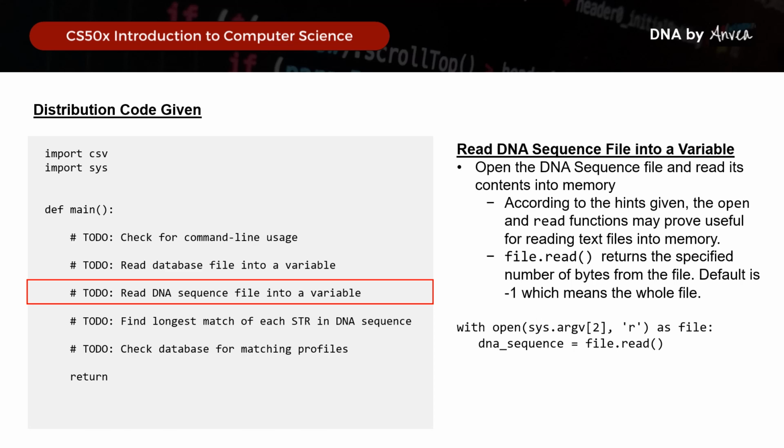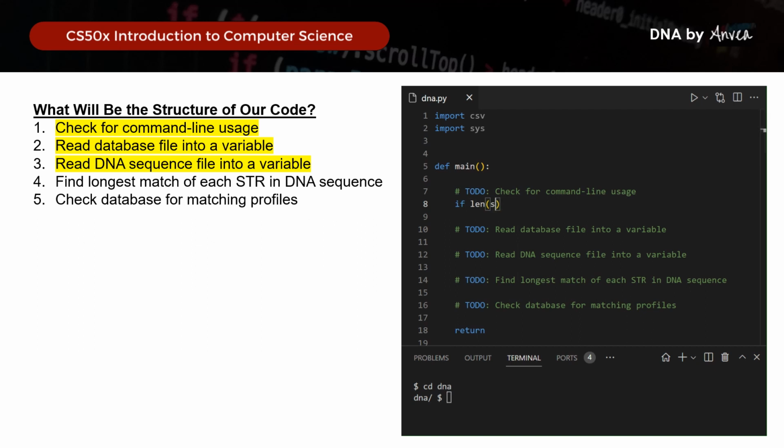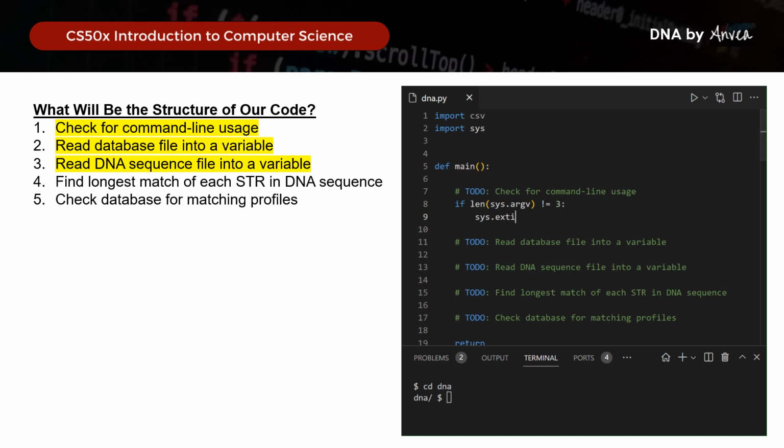So let's put all that we've covered so far into the program. Let's work on the first one first, where we'll check for command line usage. If the length of the arguments keyed in is not equal to 3, we will print this error message. We'll use sys.exit for that.